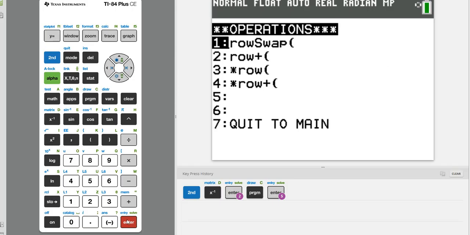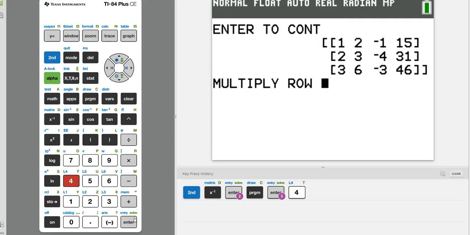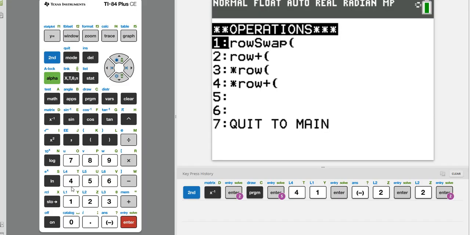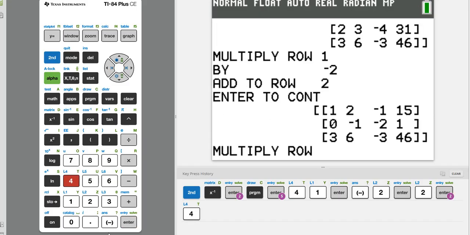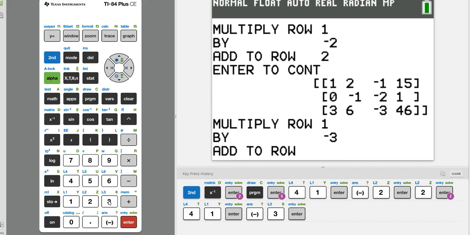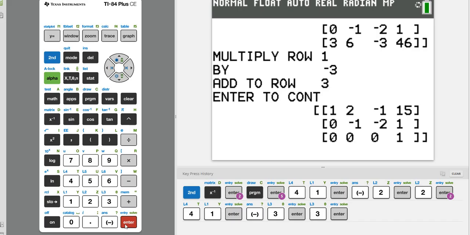Press the enter. First one I want to choose is option number 4, multiply row 1 by negative 2, add it to row 2. And then I'll do likewise with row 3. Let's get rid of the coefficient of x from row 3. Option 4, multiply row 1 again. Notice you're using that row twice. By negative 3, add it to row 3, and bam.